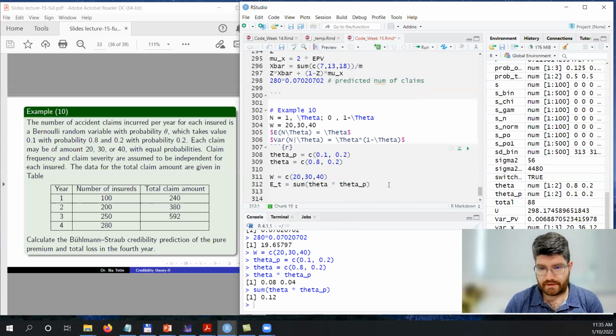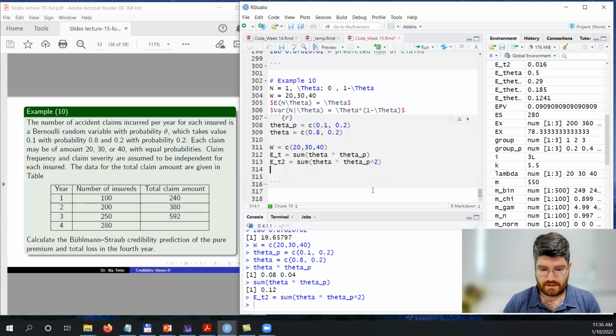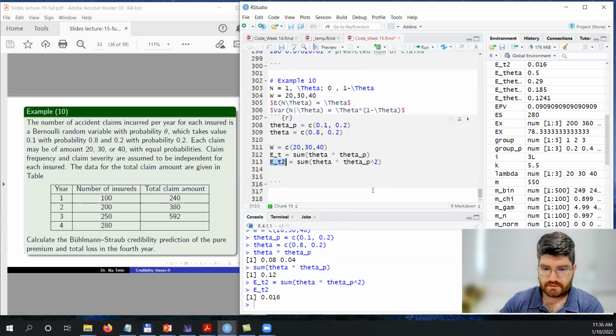The same kind of thing can be calculated with the second moment, E of theta squared, which is 0.1 squared times 0.8 plus 0.2 squared times 0.2. So ET2 will be the sum of theta squared times theta p, and our ET2 is 0.016.